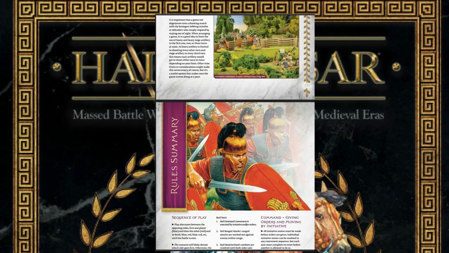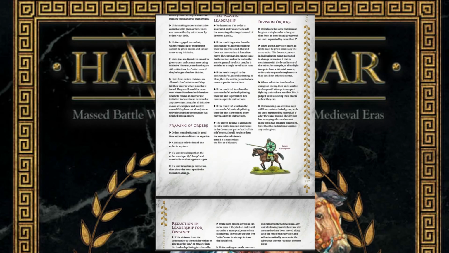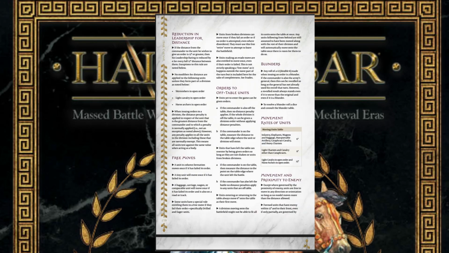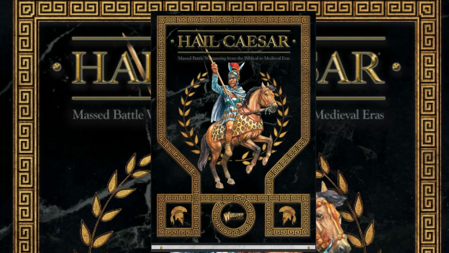And then the rule summary. This is the most important part at the end, where you have all the rule summary. You can print this, and you have all the information without needing to go and refer back to the book. So, guys, this was a quick flip through of the Hail Caesar 2 rules.